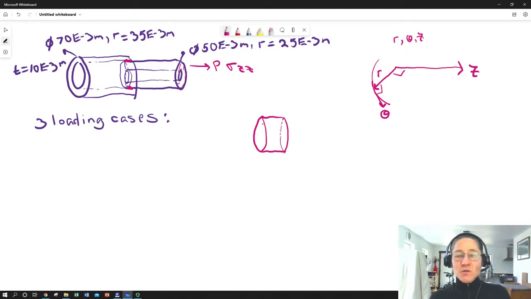So this is all 2D. So here's our z and our r, and then theta would go down in the circumferential direction. I'm just going to go ahead and draw the other loading cases. So loading case number 1, keep the same color here, let's draw it over here, keeping this in static equilibrium.